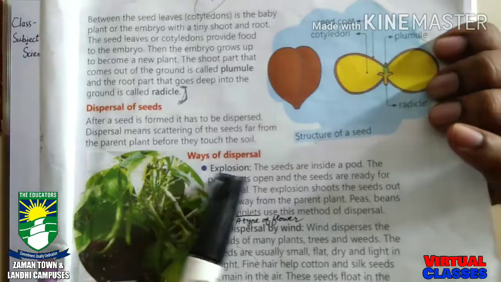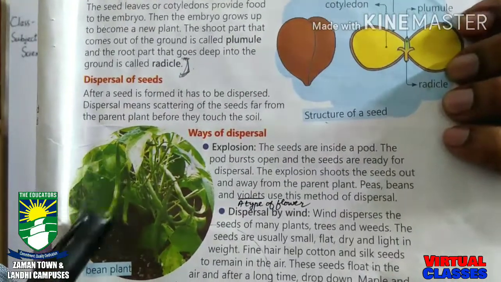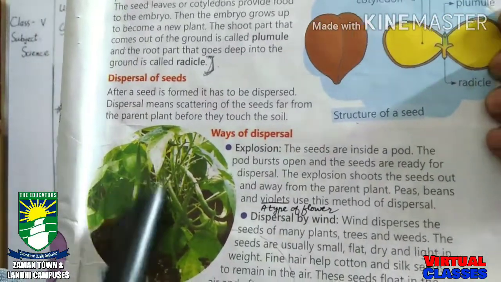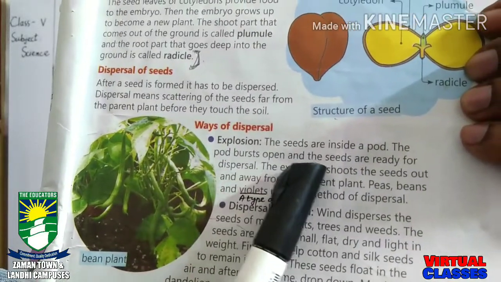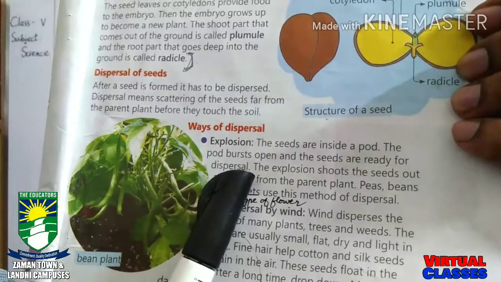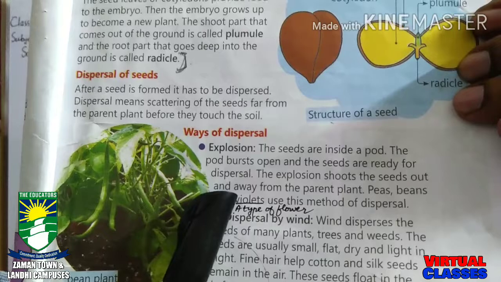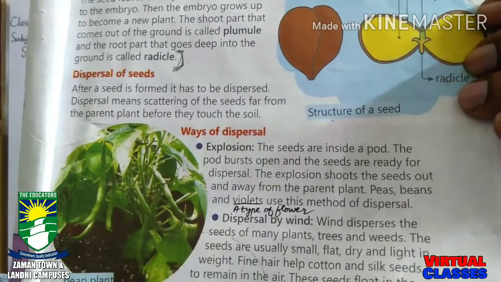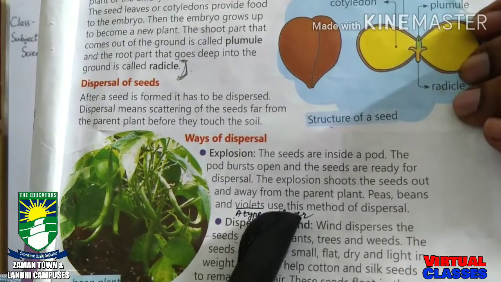First is explosion. The seeds are inside a pod. See, these are the pods like the peas, and these are bean pods. So the pod bursts open and the seeds are ready for dispersal. The explosion shoots the seeds out and away from the parent plant. Peas, beans and violets. These are the type of flower. Violets use this method of dispersal.